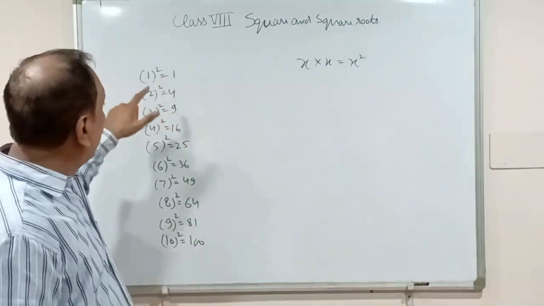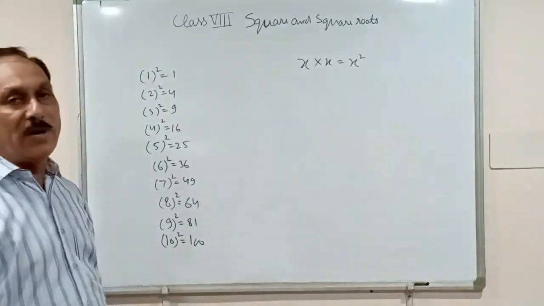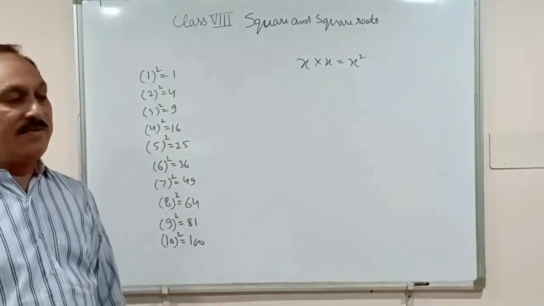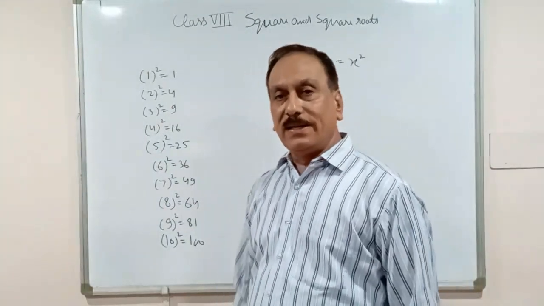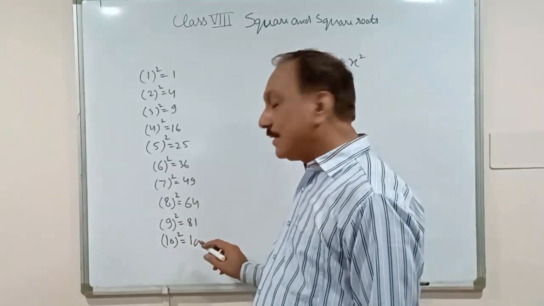यहाँ देखिए बेटा, 1 square is 1, 2 square is 4, 3 square is 9, 4 square is 16, 5 square is 25, 6 square is 36, 7 square is 49, 8 square is 64, 9 square is 81, 10 square is 100.